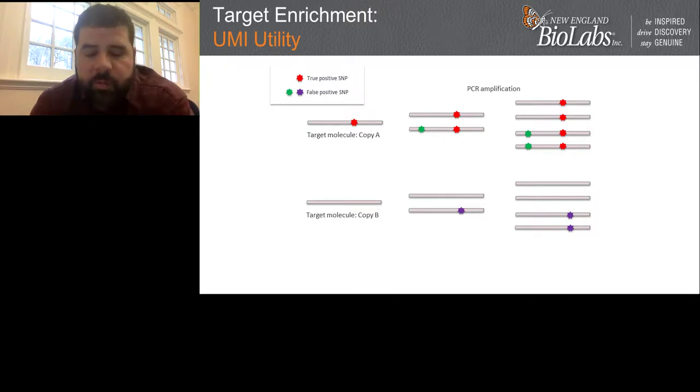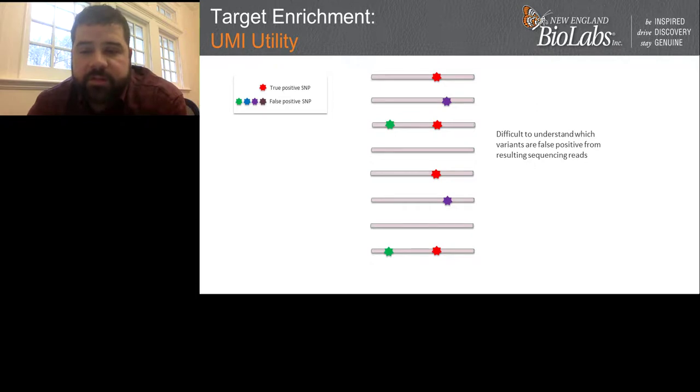Without the UMI present, what we have is two biological replicates of a molecule, copy A and copy B. We're going to perform PCR on both of those. What you see in the red is a true positive variant, and it's going to get perpetuated through that. But in the process of PCR amplification, you're also going to acquire some false positive variants. Because those molecules effectively look the same, it's really difficult to understand which variants are false positives, and which are true positive variants that we would want to include in a data set.